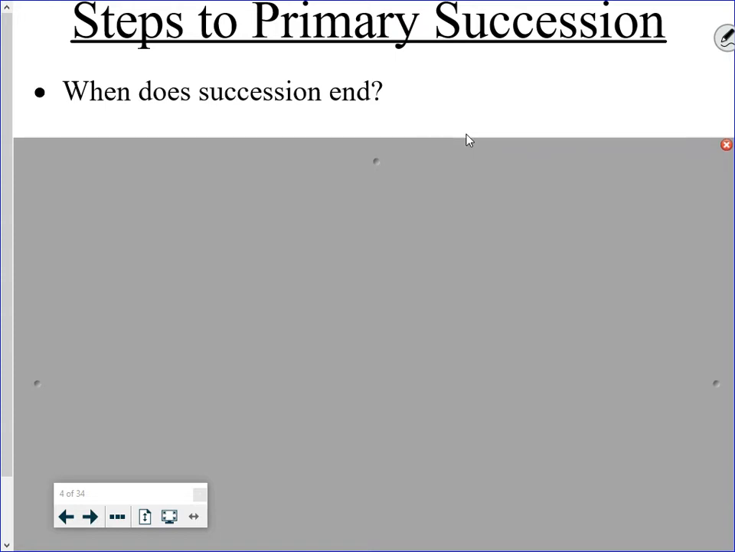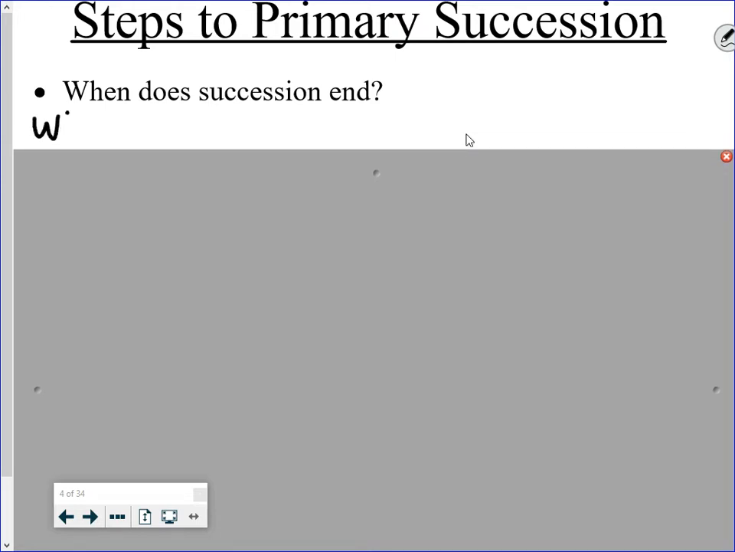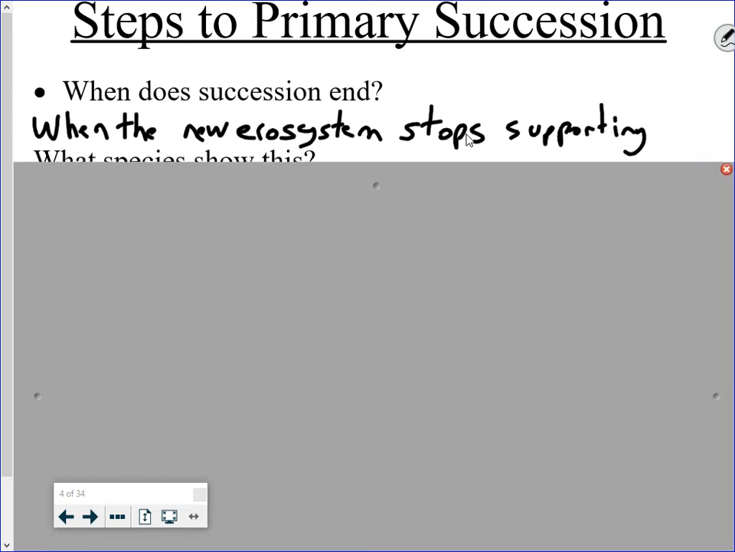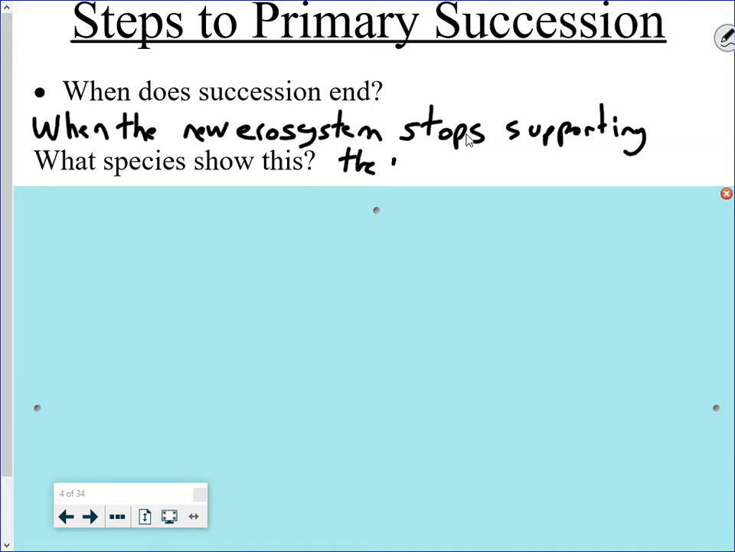Okay. So succession ends when the new ecosystem stops supporting the most complex life. So sometimes succession ends after step 2. There's not enough stuff in the ecosystem, water, moisture, nutrients, and that's as good as it gets. But sometimes succession can occur all the way to the very end. Now, what species show this?